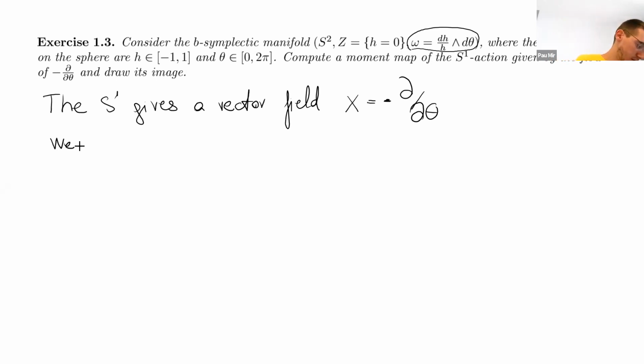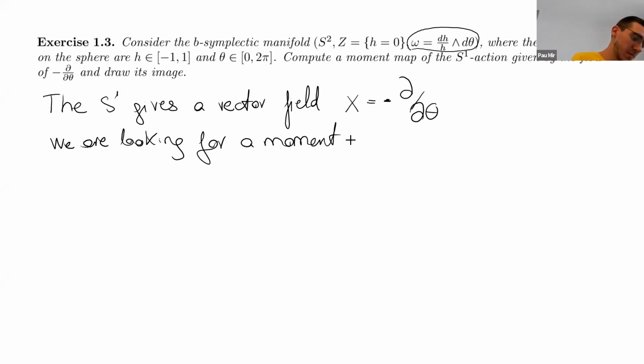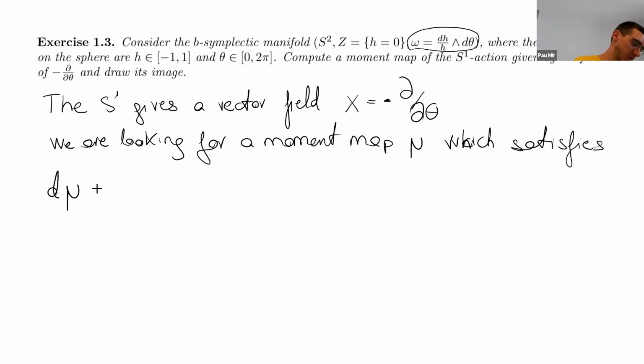So we are looking for the moment map, we'll call it mu, which has to satisfy the following condition: that the differential of this mu, this Hamiltonian vector field X, we want it to be minus the vector field in the theta direction contracted with omega.